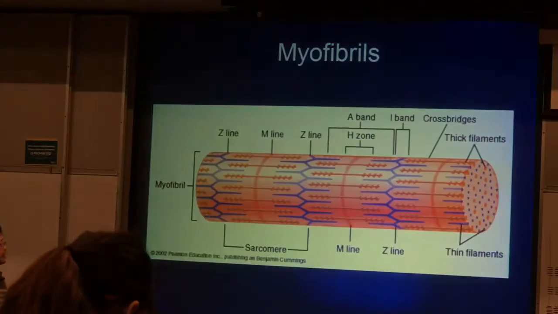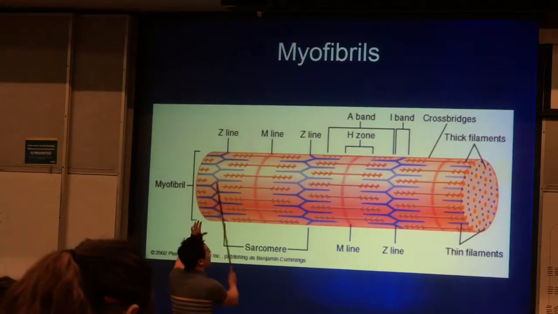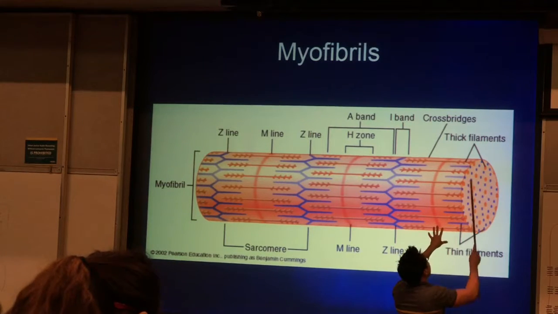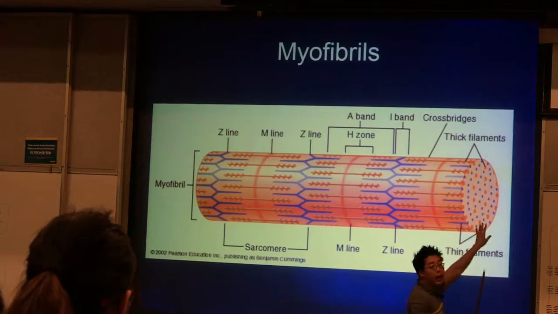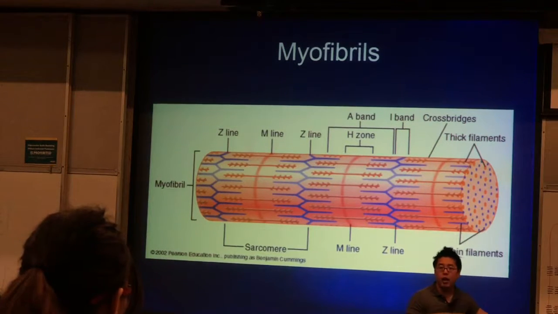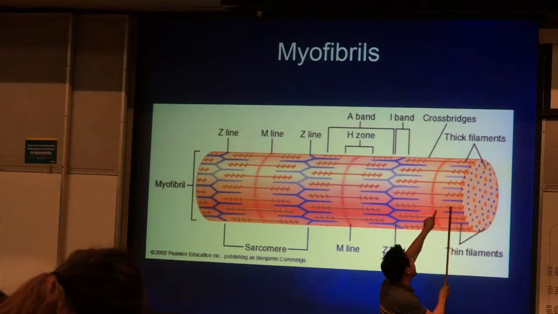Okay, let's take a look at this. So this is one myofibril. Okay, so here's your myofibril. Within the myofibrils, you have these 2 types of filaments. They are both considered contractile filaments. But there's what we call the thin filaments in dark blue, and then there's the thick filaments in red.